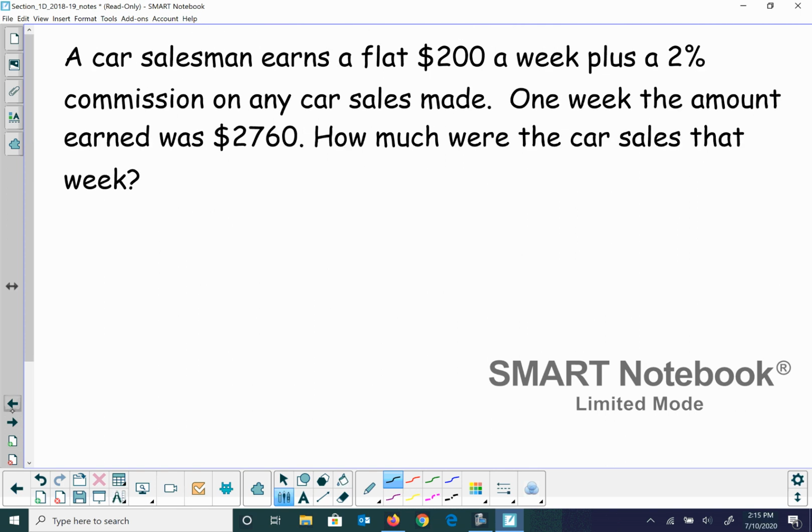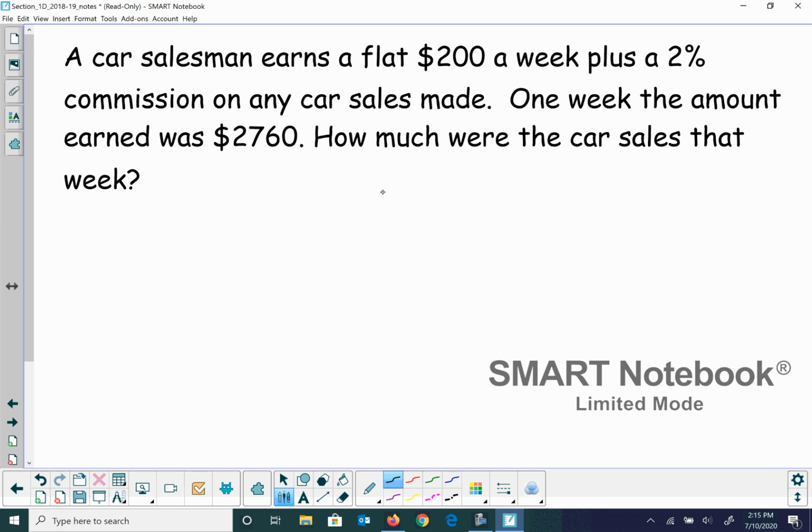This one talks about a car salesman who earns a flat $200 a week plus 2% commission on any car sales made. One week the amount earned was $2,760. How much were the car sales that week? What happens is this person sells a car and he gets 2%, and then he earns an extra $200 on it.